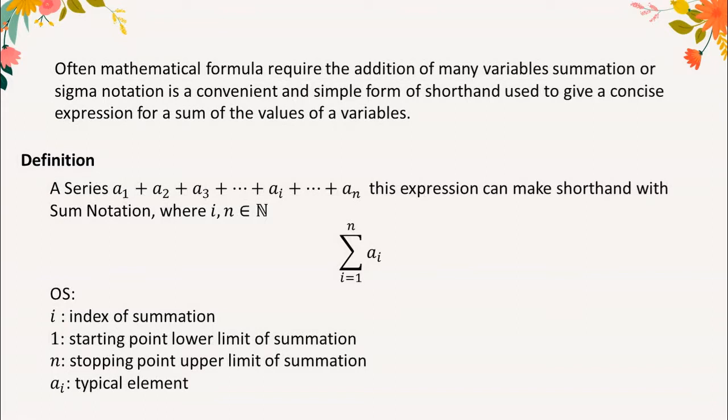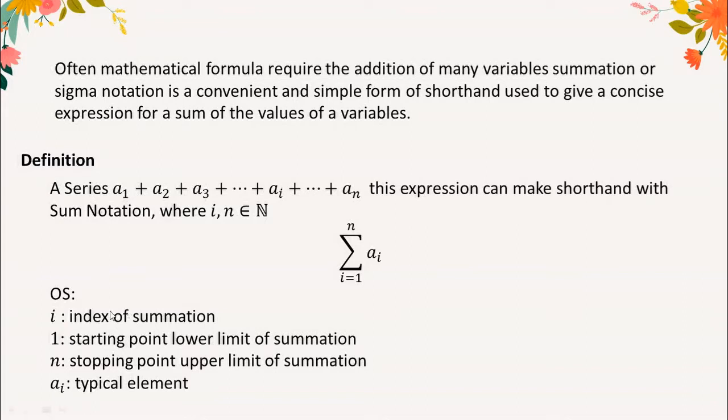From the series a1 plus a2 plus a3 plus dot dot until an, this expression can be made shorthand with the sum notation, where i and n are elements of natural numbers. So in here we have the i, we have the n, we have the general term. So from here, i is the index of summation. This is an example of the variable i, but for another question you can use any alphabet.